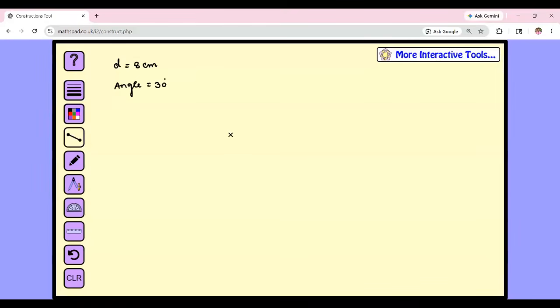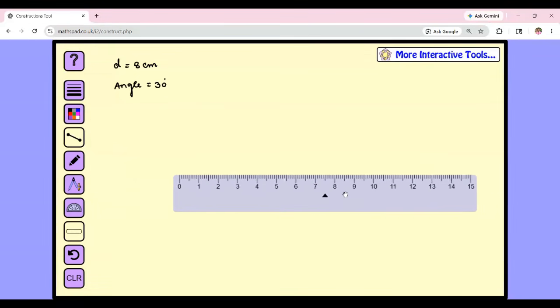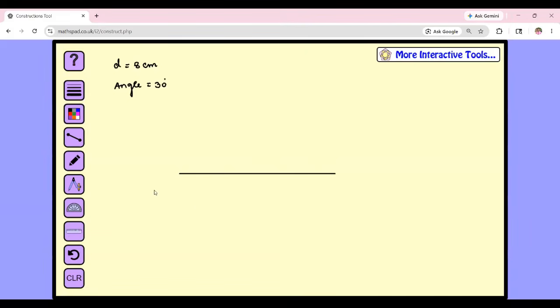First step, draw a line segment of 8 centimeters. Just take your scale and measure the length, and draw the line for 8 centimeters. This is the first step I have drawn for 8 centimeters. Now for the next step, I can name this point A and this point B.